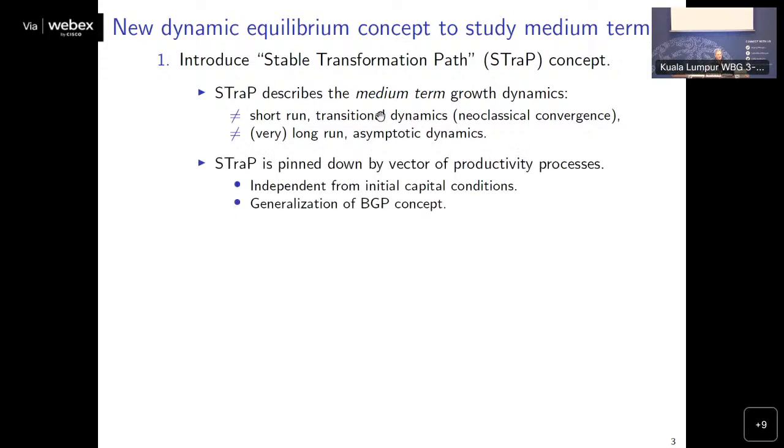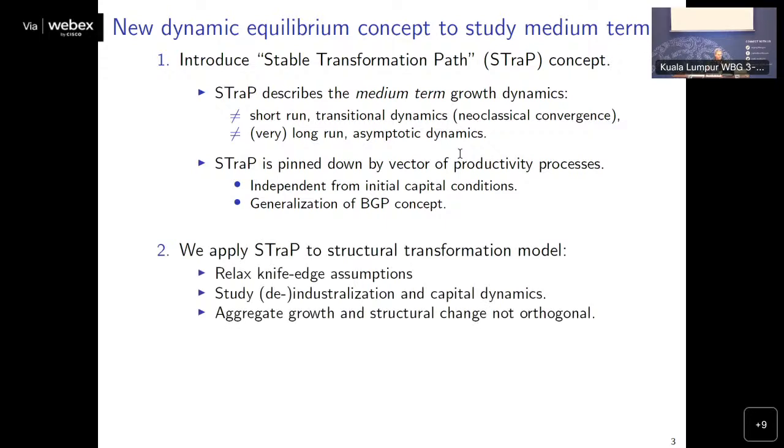This STRAP, the stable transformation path that we introduced, is a generalization of a balanced growth path. But whereas a balanced growth path has to be constant, everything constant, the STRAP is going to move around. So it's going to be stationary, but it's going to be independent of these initial conditions. And it's going to be determined by the vector of productivity processes that the model states. Not the initial condition, but the productivity process.